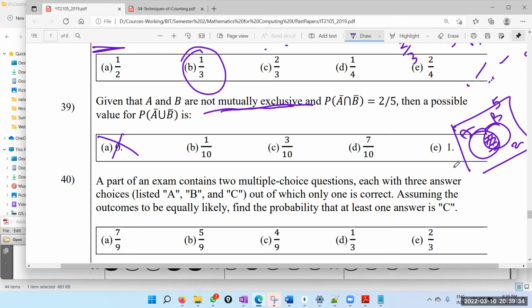Yes. Can't be one because at least one value must be here. At least one is here. It can't be two.